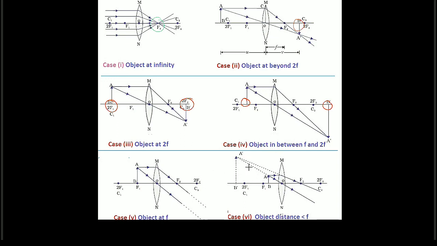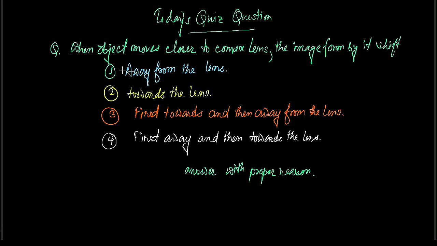When you have to measure the object and image distance, you have to measure in this direction, not in that direction. So again in this case the image is really forming away from the lens, not towards the lens. So which is going to be our answer? Our answer is going to be: away from the lens. This is the proper reason for that question.